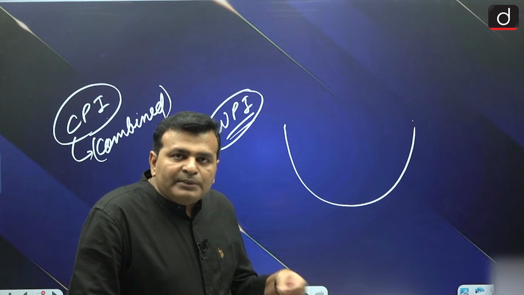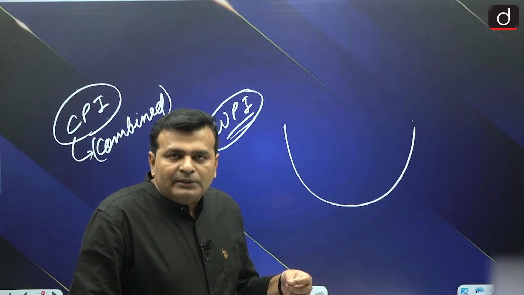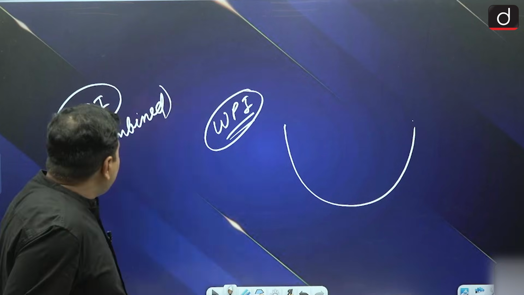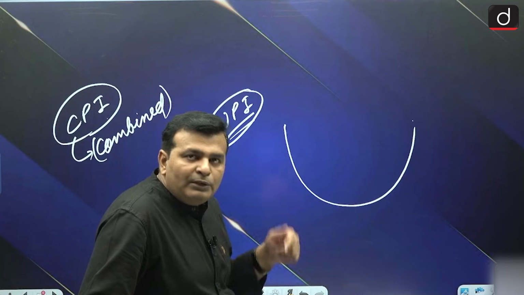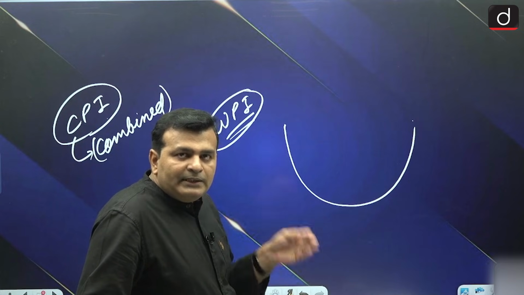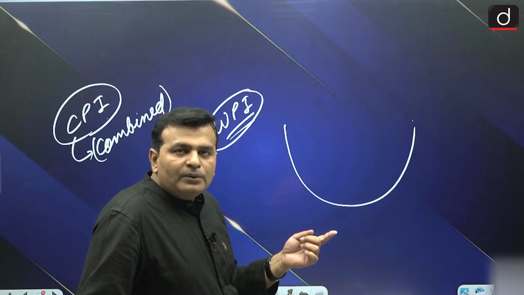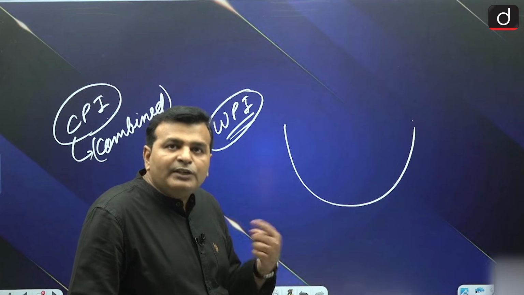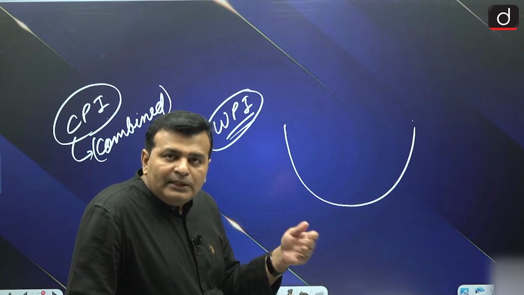Only the change in the price of those items will be taken into consideration which are there in the basket. So whether it is CPI or it is WPI, in both the cases, in order to calculate inflation, if we use a basket containing certain number of items, then only those items and the change in the price of those items will have influence over the index. So this is a limitation.